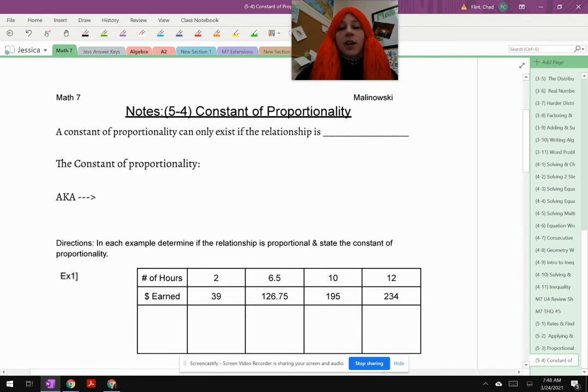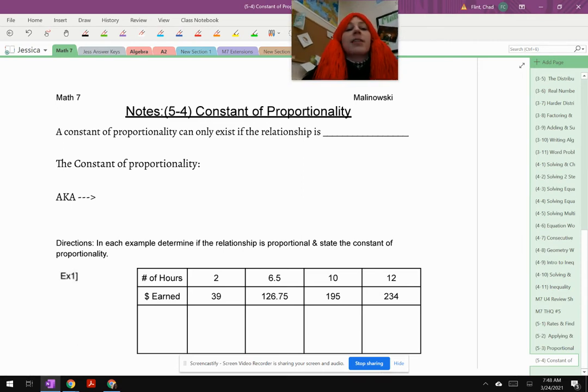So this is notes for 5-4, a constant of proportionality. And this is very, very similar, almost exactly identical to what we did in 5-3. You're just taking it a little bit of a step further. So you got this. You got this.